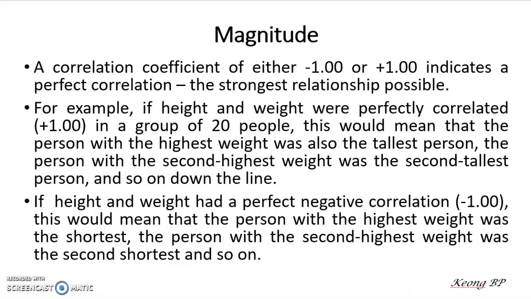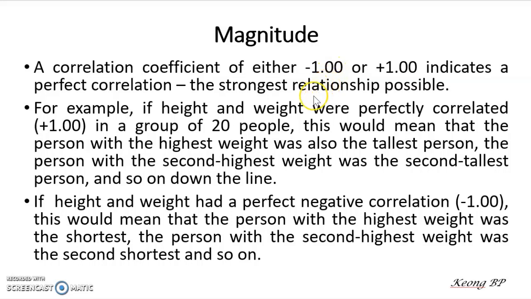The magnitude of correlation, which is measured by the correlation coefficient, could either be positive or perhaps negative. The correlation coefficient with the value of 1 is an indicator of a perfect correlation, meaning that the correlation between the two variables is very strong.